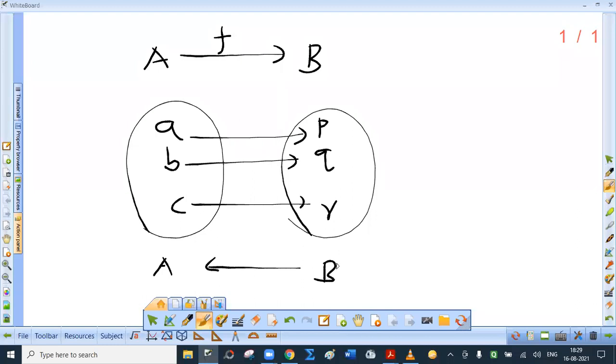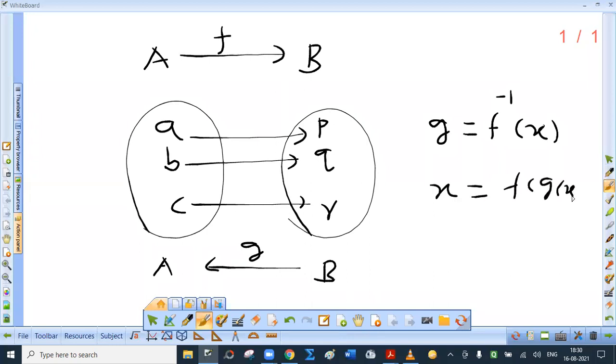In this case, a function from B to A also exists. Why? Every element of set B is uniquely associated with an element of set A. So this function is denoted by, say, g, and g is called the inverse of the function f. While writing this, we write f raised to minus 1, but do not read this as f raised to minus 1 x. You have to read this as f inverse x. So x is nothing but f of g of x.